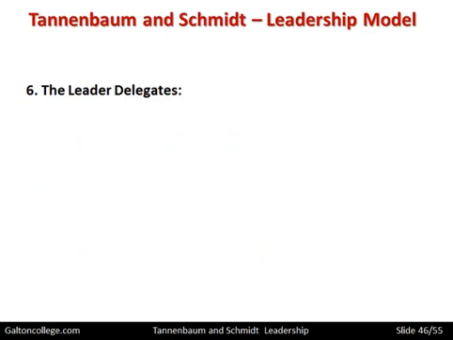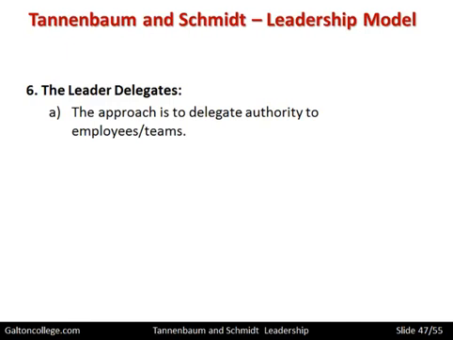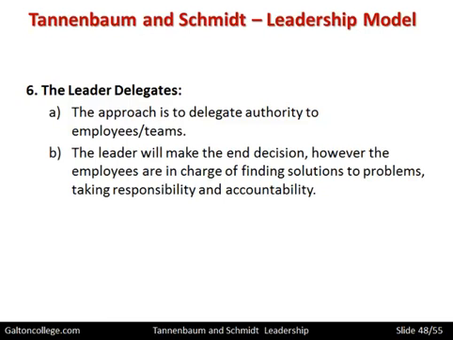The leader delegates. The approach is to delegate authority to employee teams. The leader will make the end decision. However, the employees are in charge of finding solutions to problems and taking responsibility and accountability. So the employees identify problems and find solutions, and then approach the management and say, this was the problem, this is the solution, and the management approve or disapprove. But really it's the employees who are running the business on a day-to-day basis. The employees are looking at the processes, looking at the way the job is done, looking at the routines, looking at the way the organization is constructed and structured, and making suggestions.